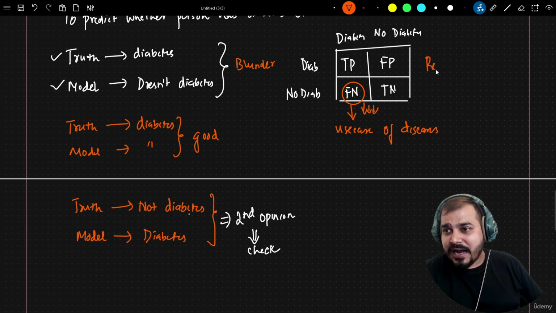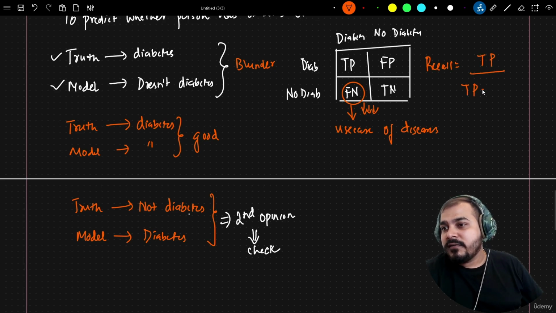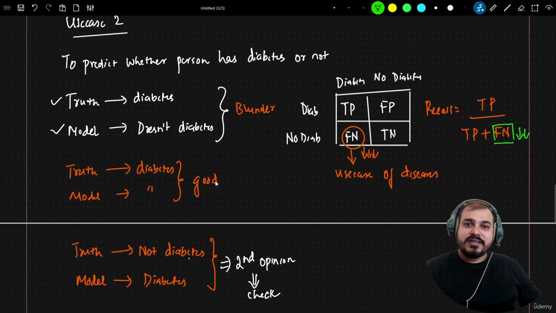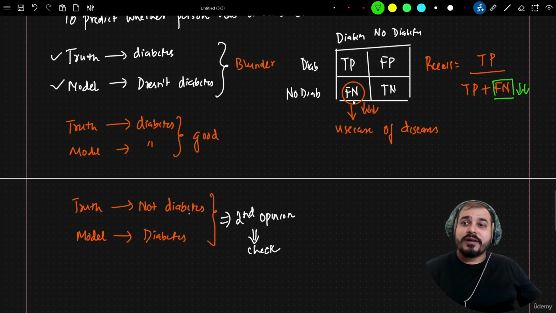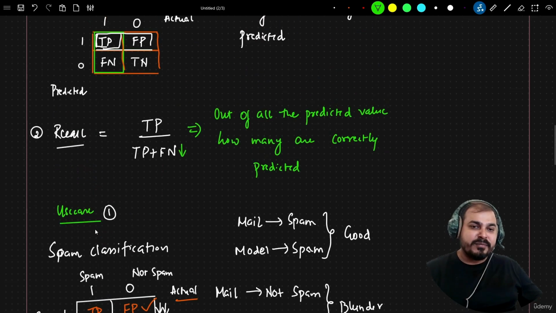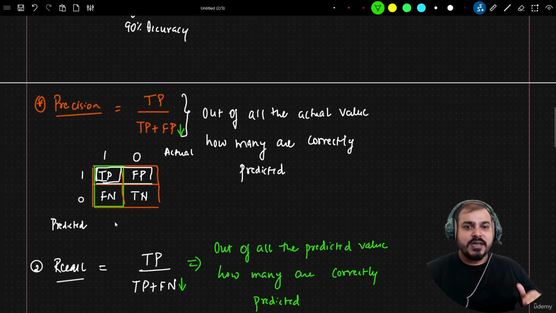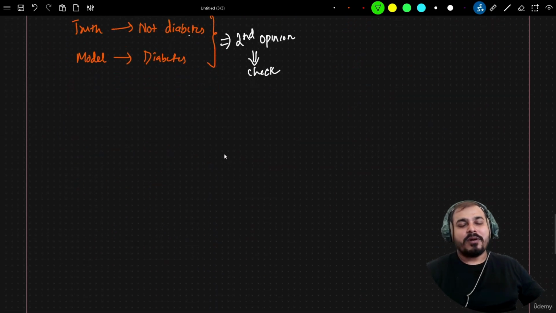So in this case, I'll be using the recall formula, because recall is true positive divided by true positive plus false negative. In this use case, our main focus should be to reduce false negatives. So now I have told you, with respect to different use cases, when you should use precision and when you should use recall. Let me tell you one more simple problem statement.